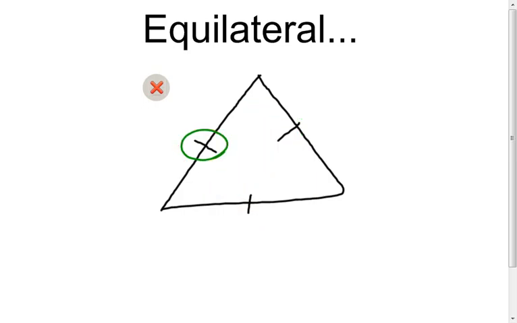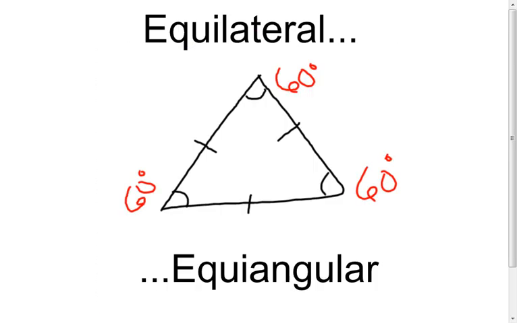So what I have in this picture, I'm going to get rid of all that, is not only equilateral, but it's also equiangular. Now that's going to conclude our lesson on isosceles triangles.